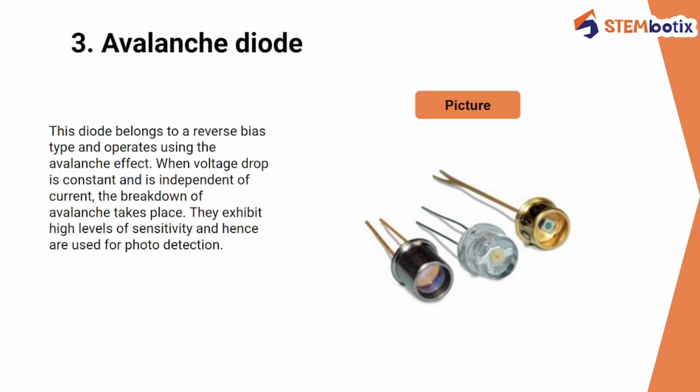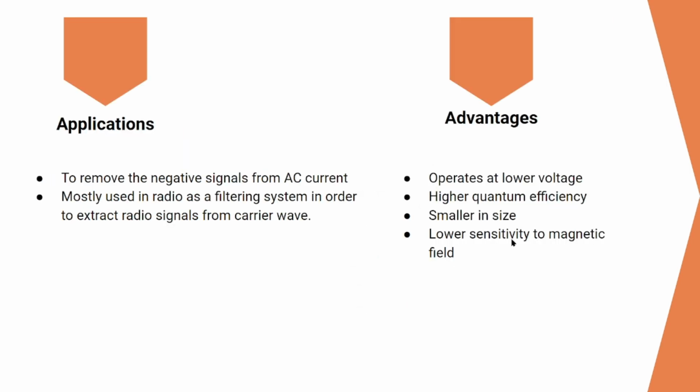They exhibit a high level of sensitivity and hence are used for photo detection. So this is how the different types of avalanche diodes look like. Now its application range and advantages: they are mostly used to remove the negative signals from AC current, and mostly they are used in radio as a filtering system.